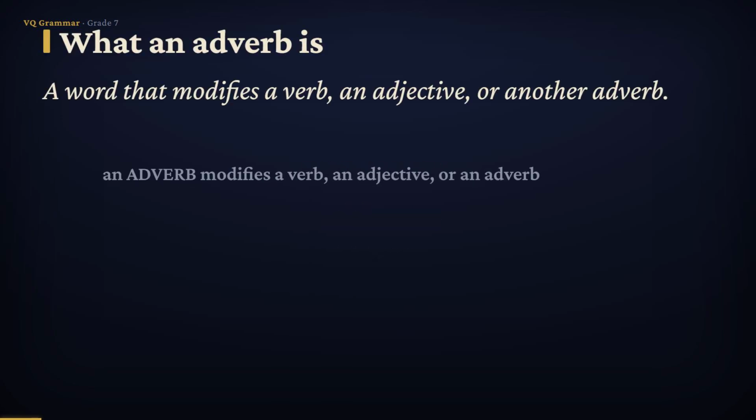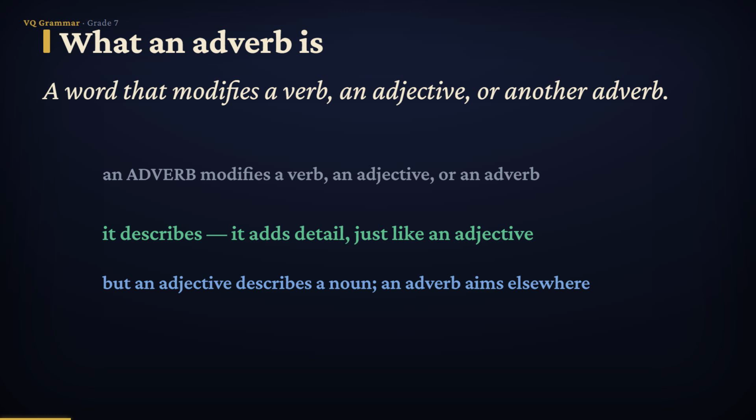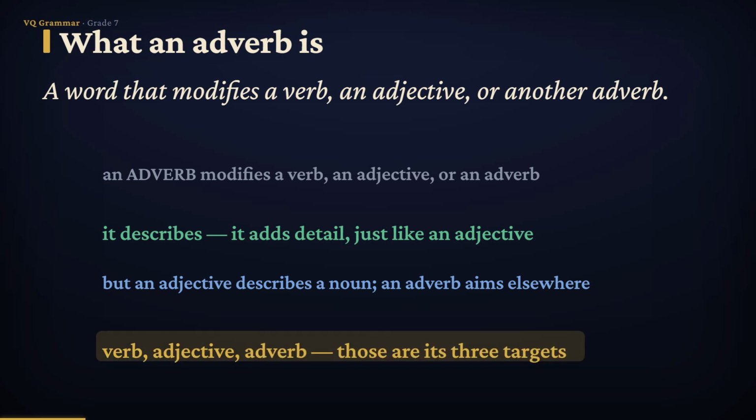Let's get started. So what exactly is an adverb? An adverb is a word that modifies, that is, describes, one of three things: a verb, an adjective, or another adverb. Like an adjective, it adds detail and precision to a sentence. But notice the difference. An adjective describes a noun or a pronoun, while an adverb aims elsewhere, at verbs, at adjectives, and even at other adverbs. Those three targets are the whole idea, so let's meet them one at a time.